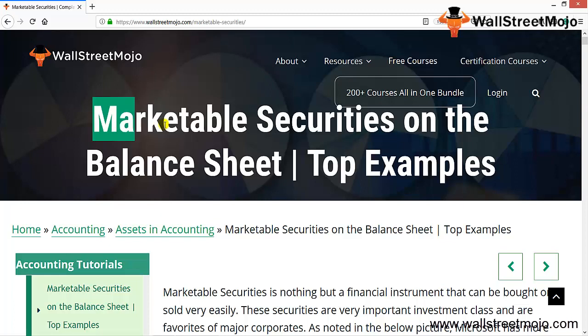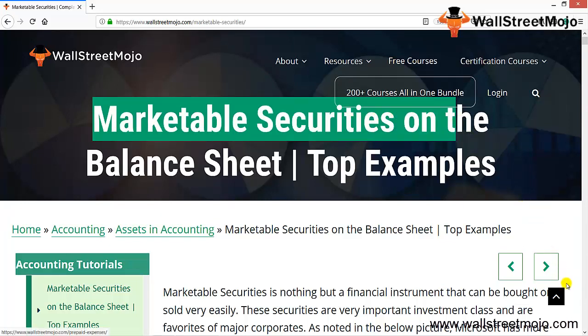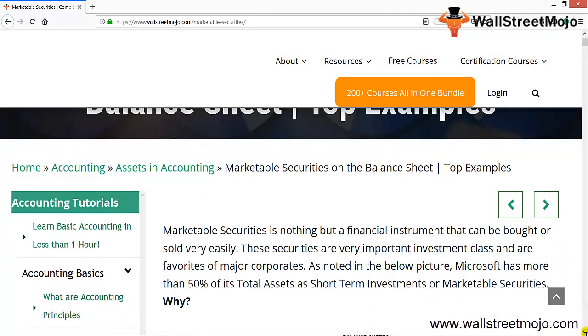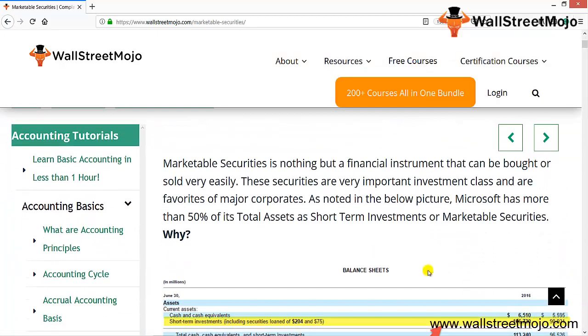Friends, today we're going to learn a concept known as marketable securities on the balance sheet, and we're going to understand some of the top examples. As we move down, there's an extract taken and something mentioned over here. Marketable securities are nothing but a financial instrument that can be bought or sold easily. So it's a buy and sell you can do in a very quick fashion.